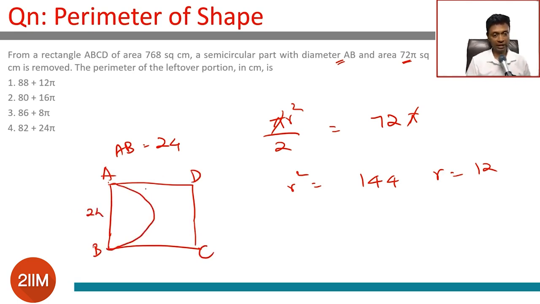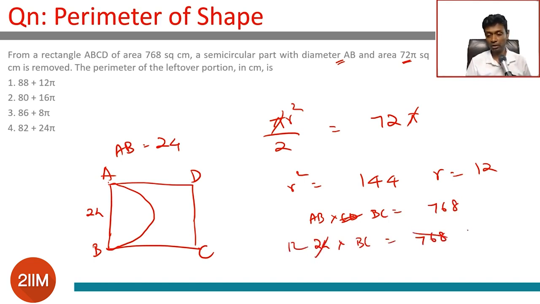Right? AB is 24, area is 768. AB into BC is 768. 24 into BC is 768. Make it 12, make it 384, make it 6, make it 192, make it 3, make this 96, or BC is 32. This is 32, this is 24.